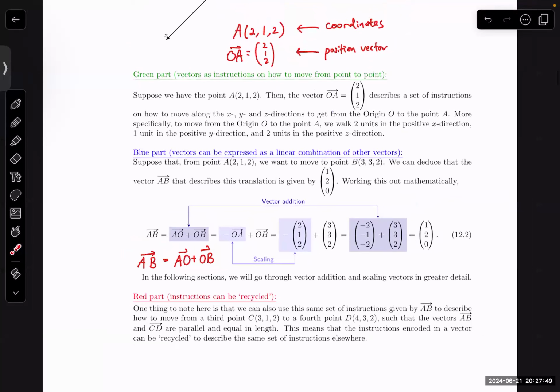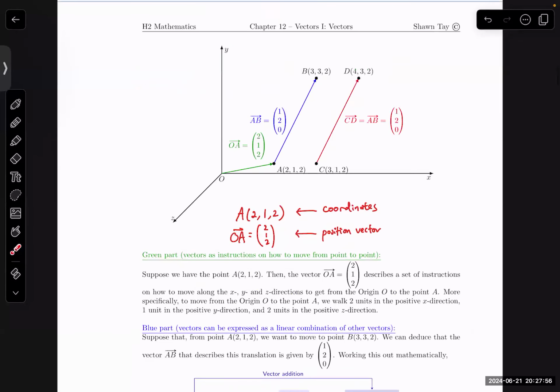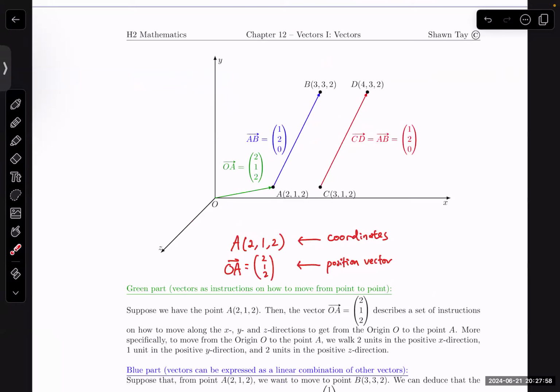Okay, now the more important part, I think, is the red part. So if you look in this diagram, we have a green vector, we have this blue vector that we talked about, which takes us from point A to point B, but how do I figure out, okay, for example, let's say I erase this, okay, so let's say I erase this.